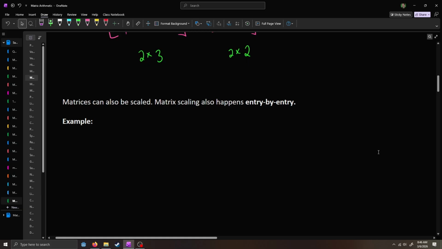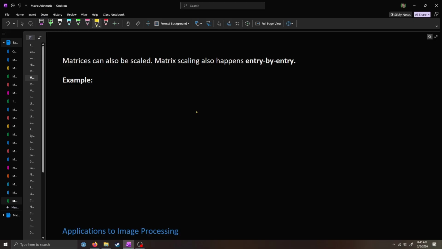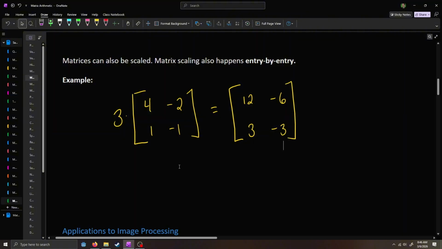Now, matrices, just like vectors, can also be scaled. They can be multiplied by real numbers. So for example, if I have the 2 by 2 matrix containing the entries 4, minus 2, 1, minus 1, I can apply a scalar of 3 to that entire matrix. And that would give me the result 3 times 4, result 12, 3 times minus 2, result minus 6, 3 times 1, result 3, 3 times minus 1, result minus 3. So when we scale a matrix, it just happens entry by entry.